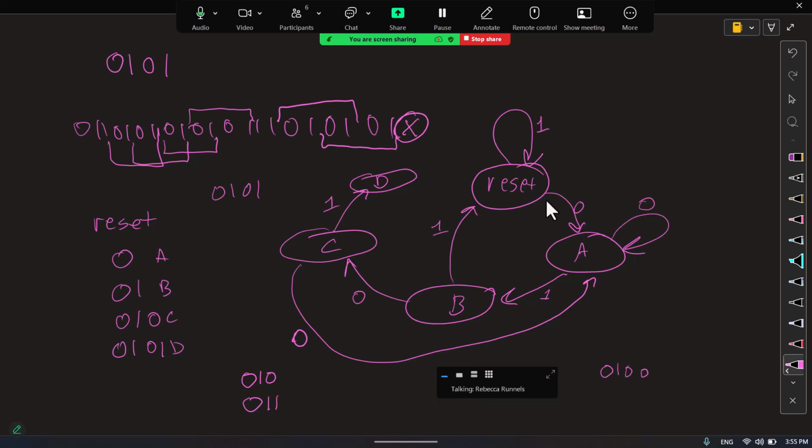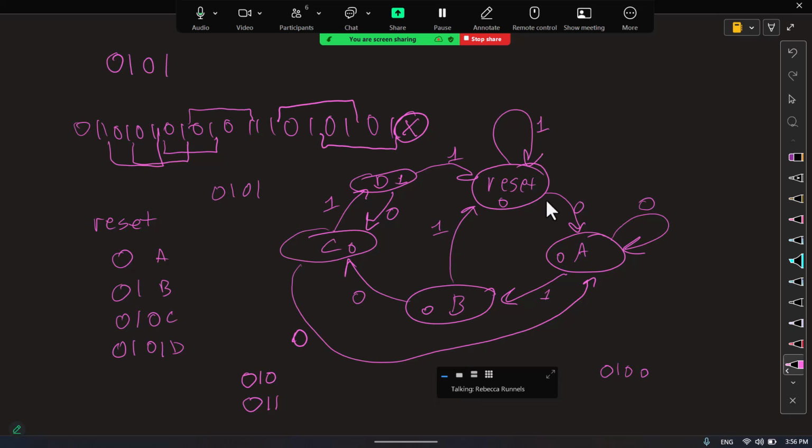Now, if I'm at D and I get a 0, where do I go? Back to C. If I get a 1, where do I go? Back to reset. And then what are my outputs going to be for each of my states? Everything 0 except D would be a 1. So that's a good Moore machine.